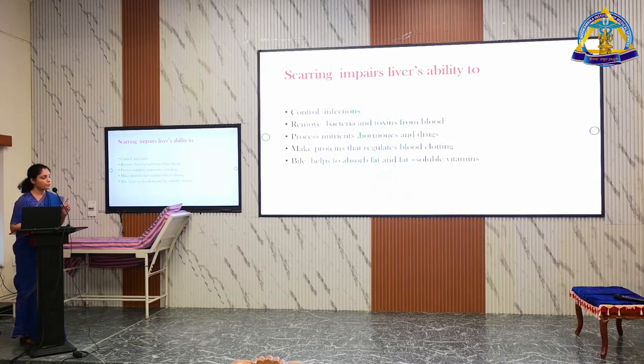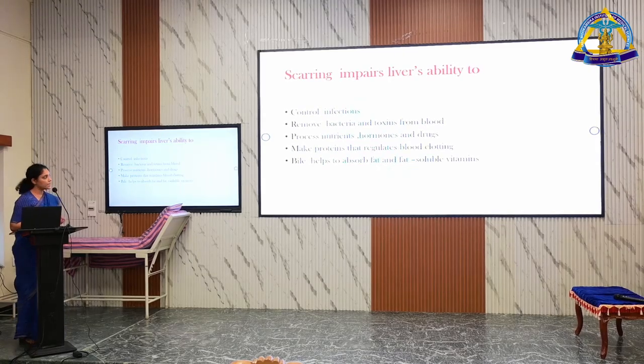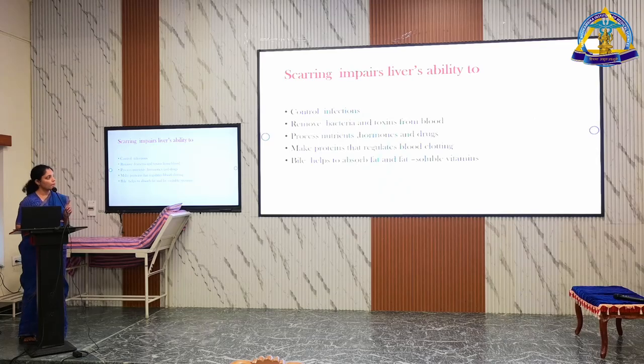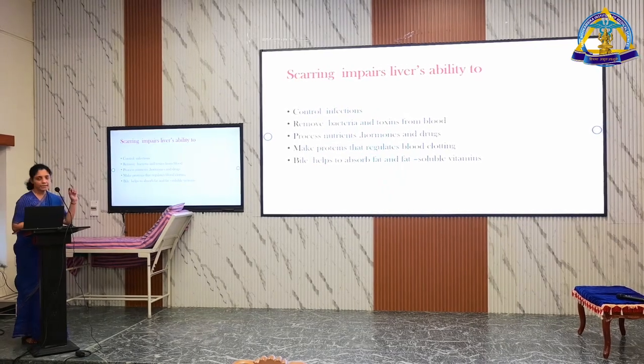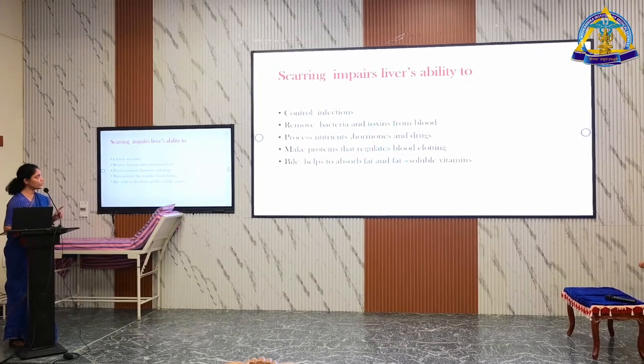And the liver makes proteins that regulate blood clotting, so blood clotting becomes impaired. And bile helps to absorb the fat and the fat-soluble vitamins. Here there is a problem, we saw that the bile ducts are getting compressed in the portal tract, so there's a problem with the nutrition also.